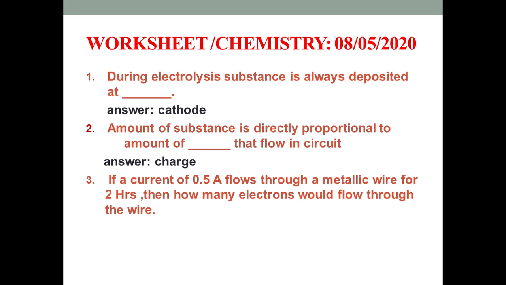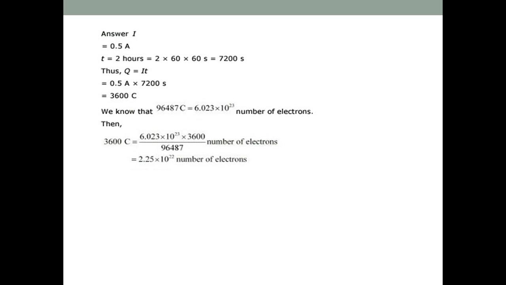So what do you see? Yes, there is a solution. Time is already given, current is already given. I is equal to 0.5 ampere, that is half an ampere. Time is 2 hours, so we have to convert these 2 hours into seconds. So we get 7200 seconds, and with this current, the amount of charge is 3600 coulomb.